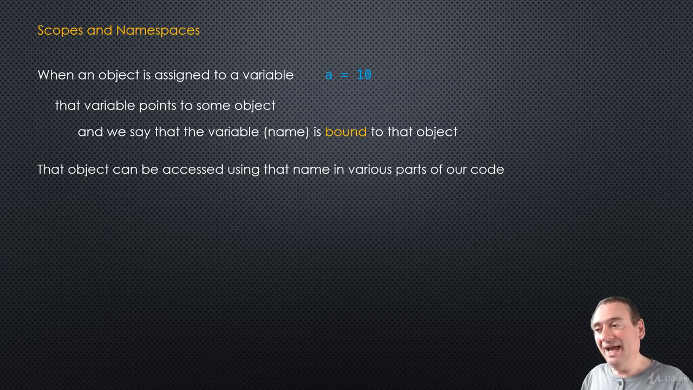Now that object can be accessed using that name, using that label in various parts of our code. So for example, if we say a equals 10 and then we say print a, then we are actually asking Python to give us back whatever a was bound to. And maybe, a few lines down the road, we say a equals a plus 1. We're doing the same thing.